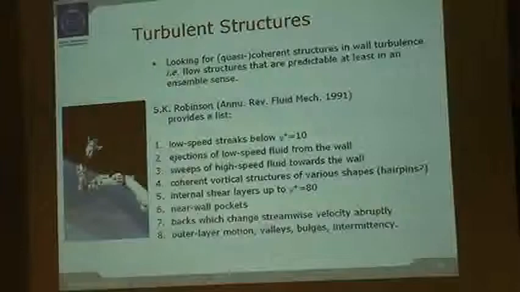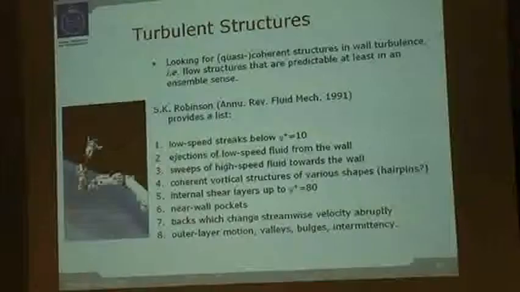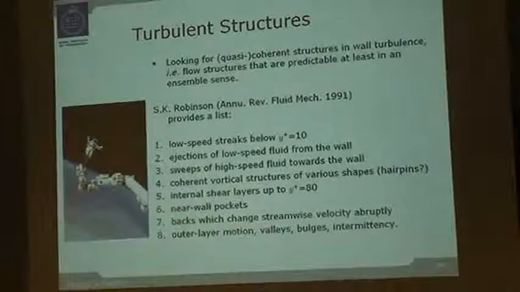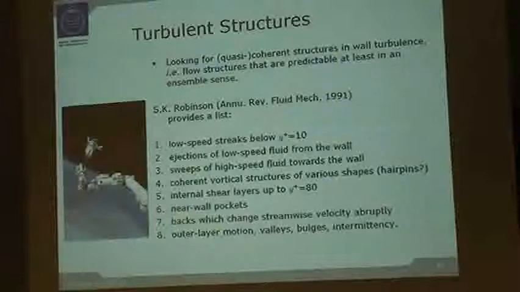Now, there has been a very nice review article in 1991, the Annual Review of Fluid Mechanics, and the author, Stephen Robinson, essentially has a phenomenological list of coherent structures which he could identify in a turbulent boundary layer.